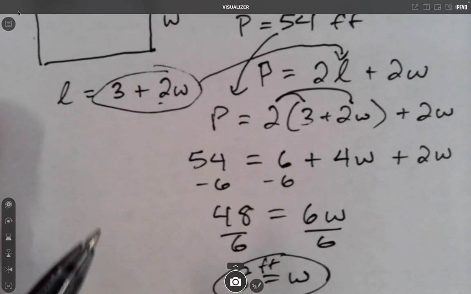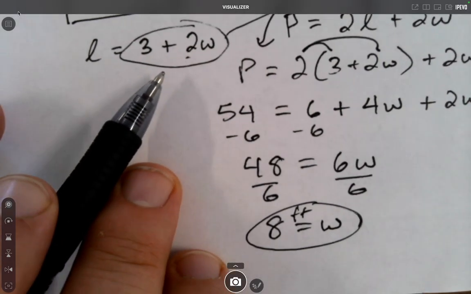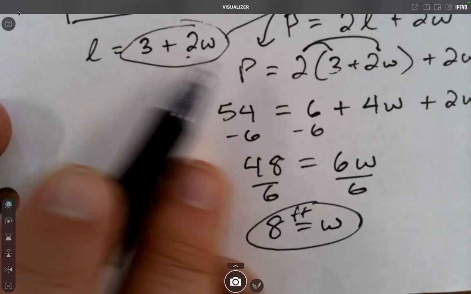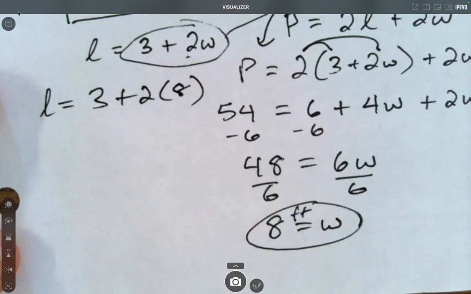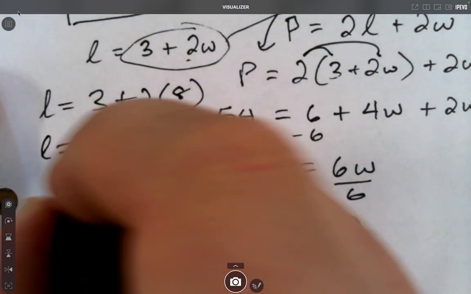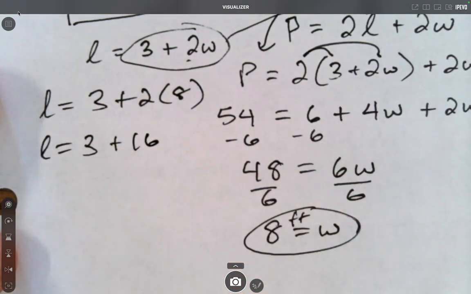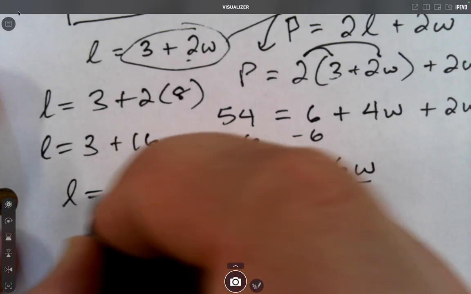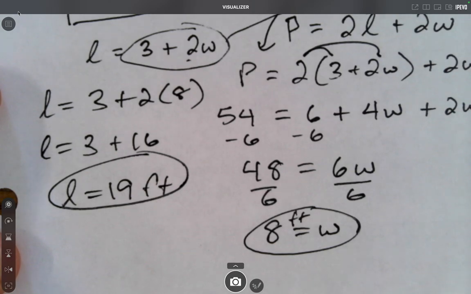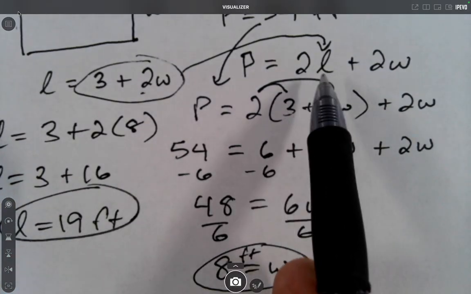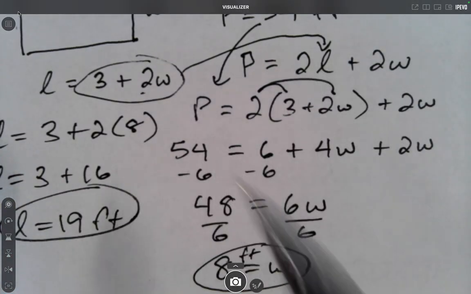Now we can go back to this to figure out the length, because we know the length is 3 more than twice the width. So to figure out the length, I can just plug 8 in for W. Two times 8 is 16, and 3 plus 16 is 19. So the length is 19 feet, and the width is 8 feet. And if you wanted to, you could double check this. You could plug 19 in for the length, 8 in for the width, and then see if that equals 54.